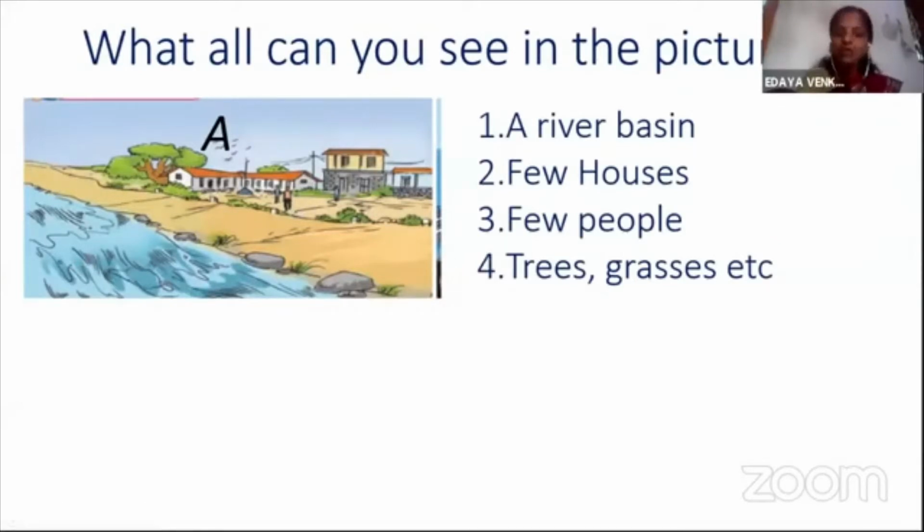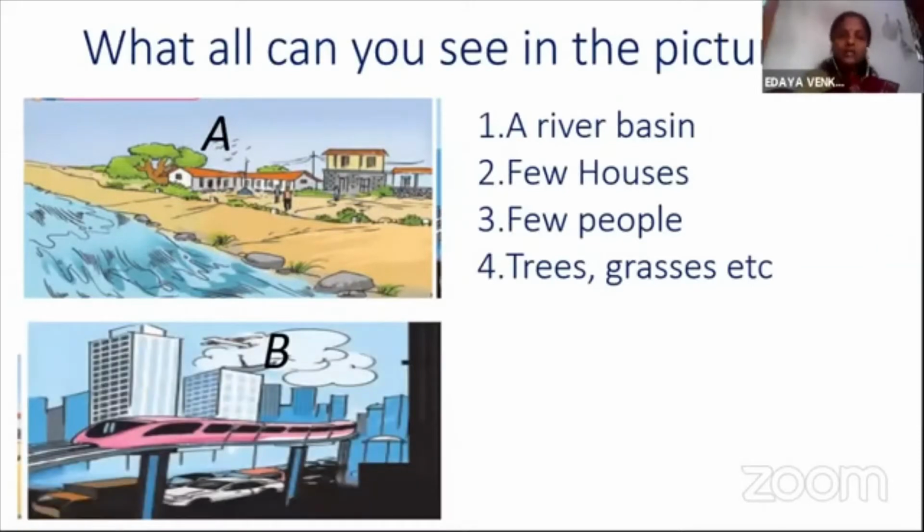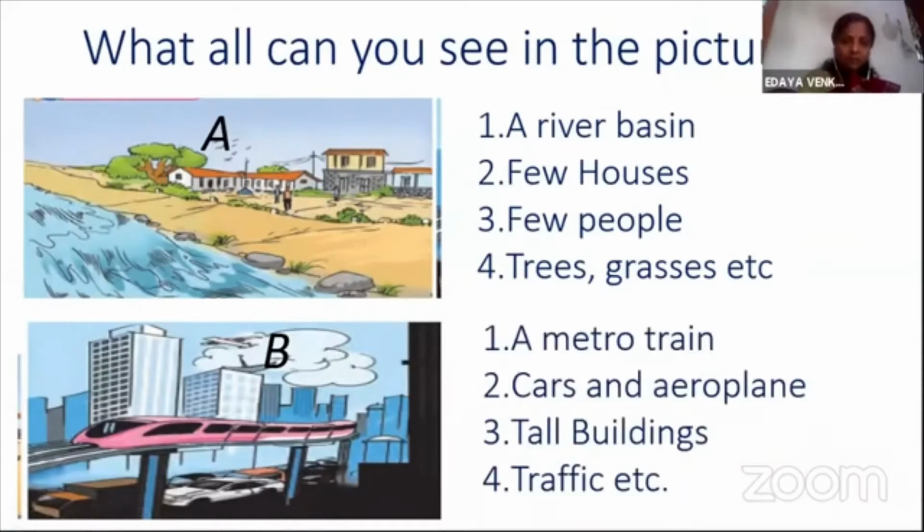Now I want you all to observe the next picture, that is picture B. What are the things that you can see in this picture? Metro, big train, buildings, skyscrapers, cars, road, clouds, aeroplane. Superb. You have not missed anything in this. So, a metro train, cars and aeroplanes, tall buildings, traffic.